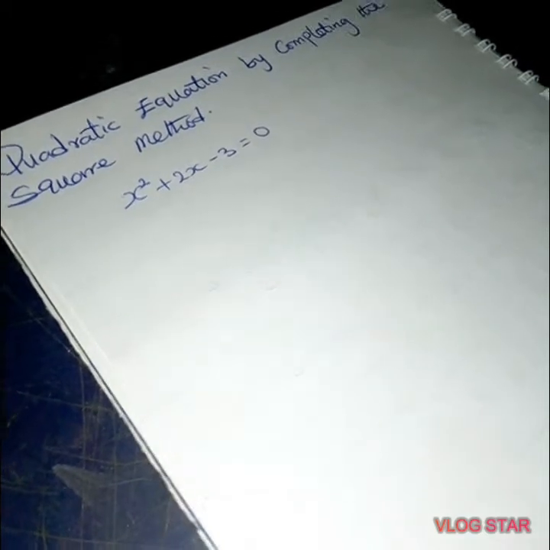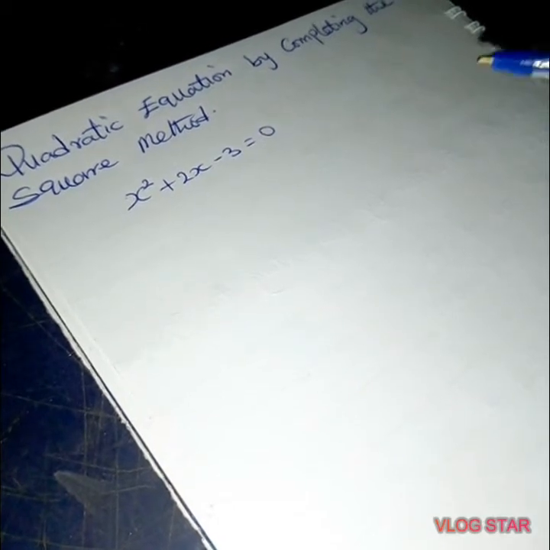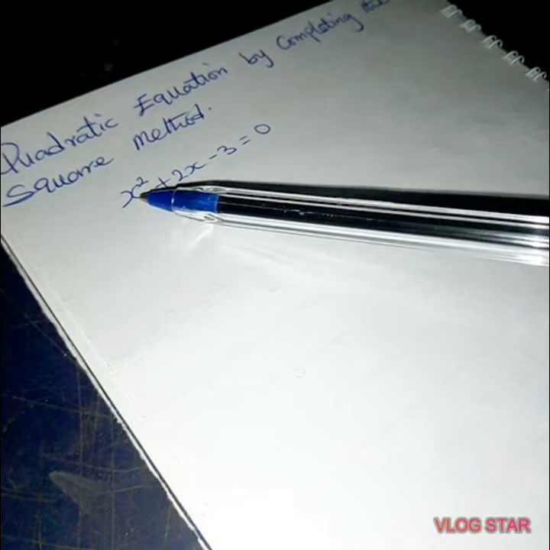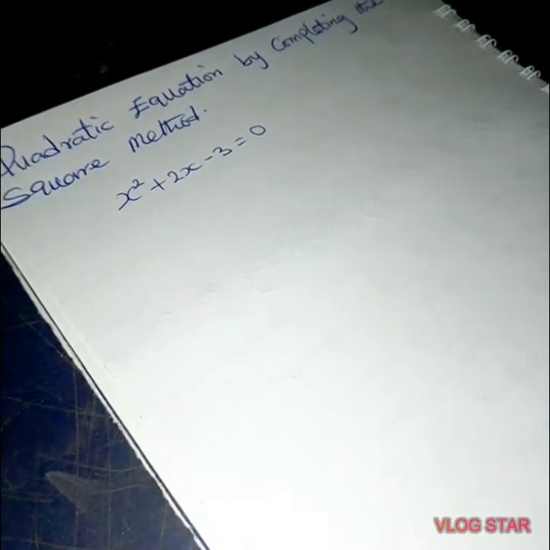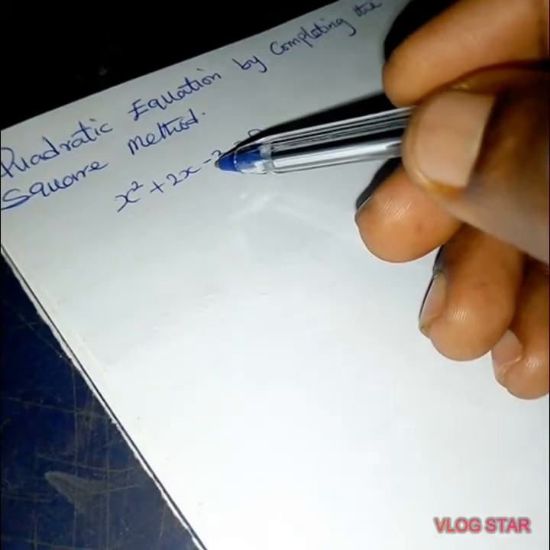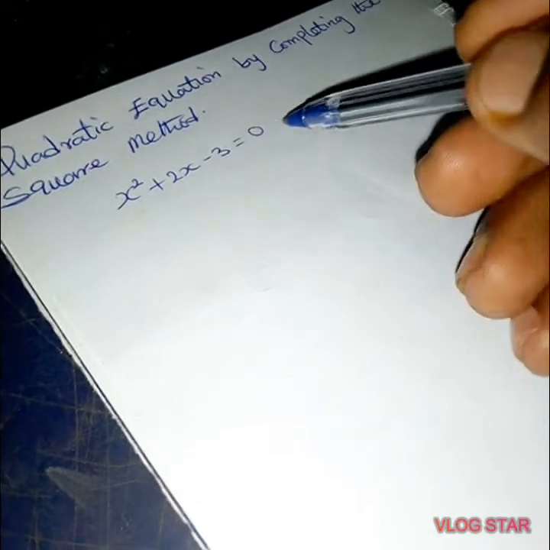Hi, today we're going to look at quadratic equation by completing the square method. Given the example below, I have x squared plus 2x minus 3 equal to 0. In using the completing the square method, the constant is not meant to be at the left hand side. So we got to shift the constant towards the right hand side.